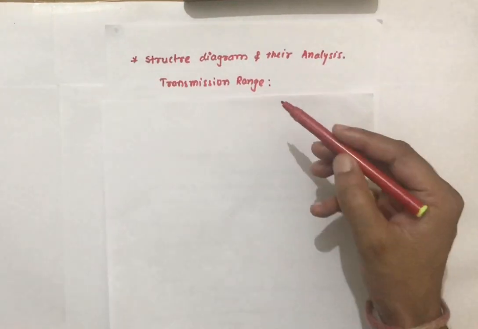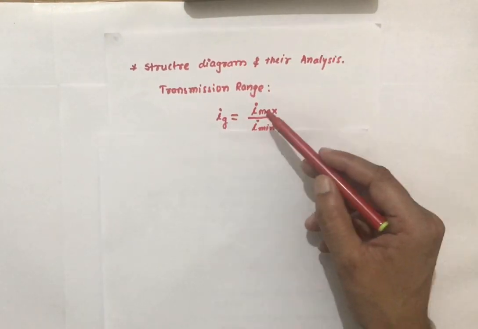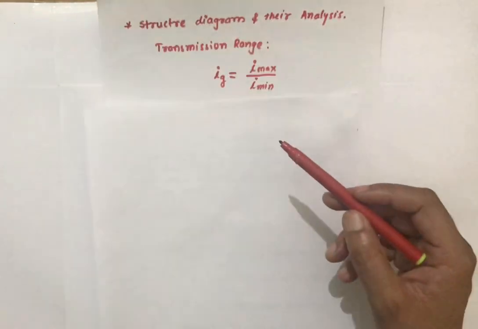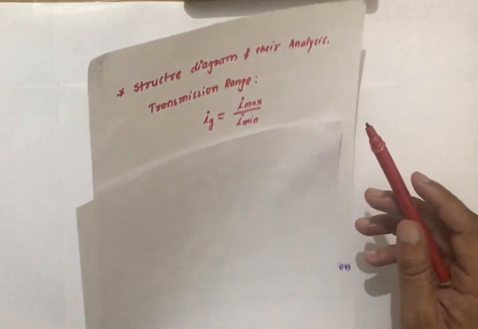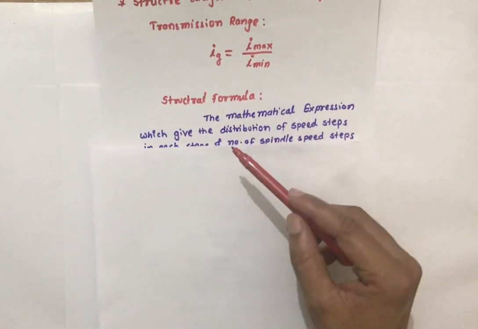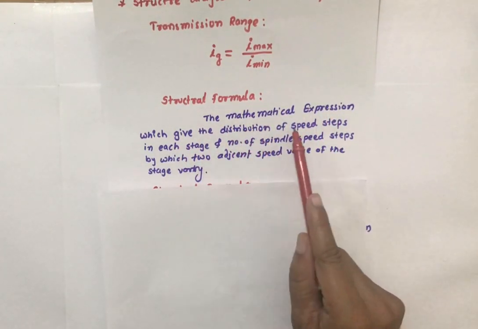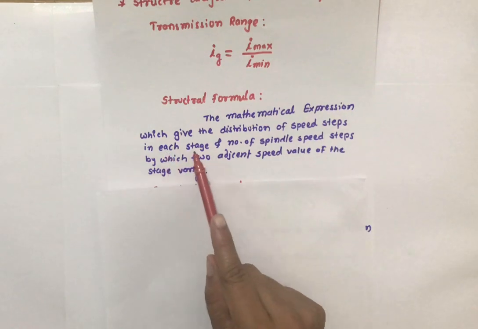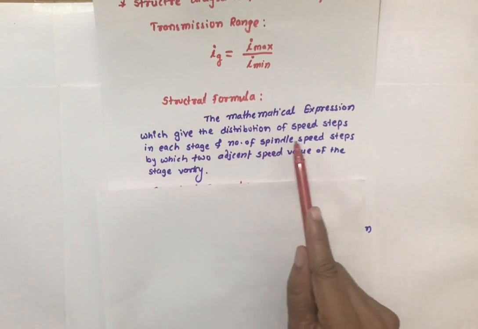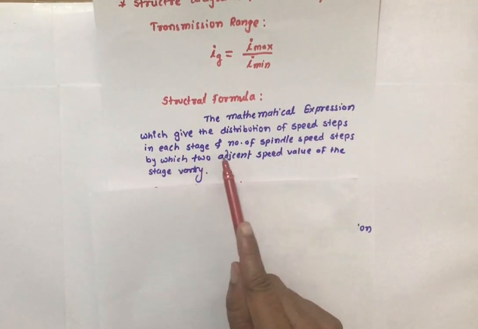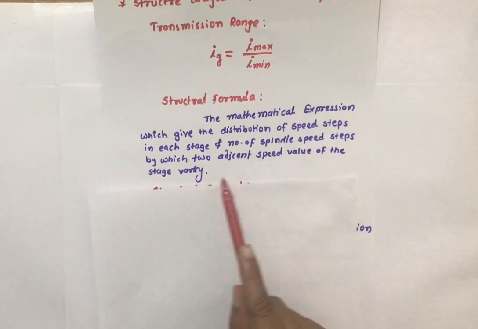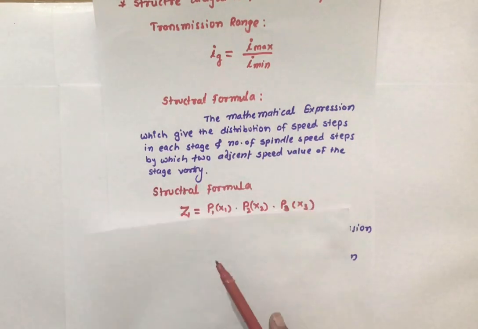Next we'll see the structure diagram, structural formula, and their analysis. The transmission range Ig is equal to I max upon I min, that is maximum reduction upon minimum reduction. The structural formula is the mathematical expression which gives the distribution of speed steps in each stage and the number of spindle speed steps by which two adjacent speed values of the stage vary.